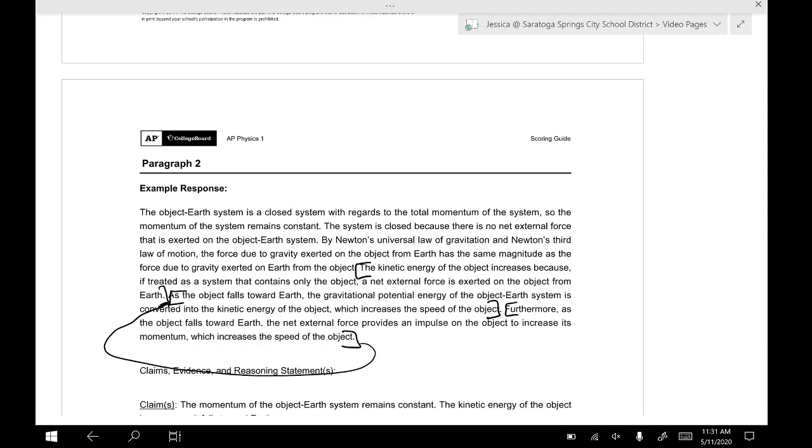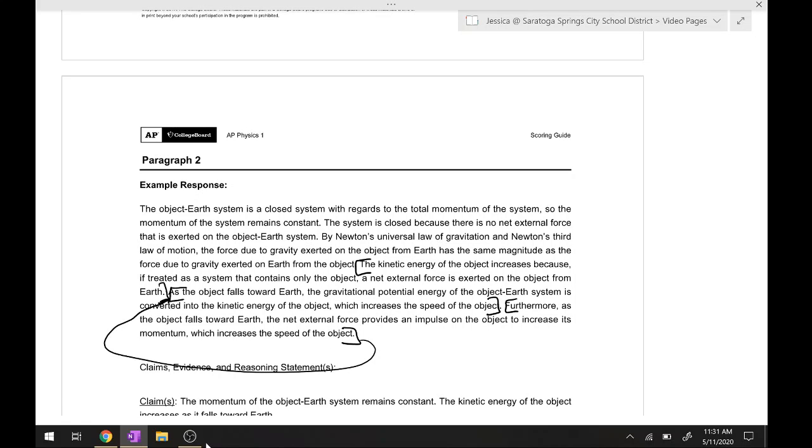Okay. So they went a little bit more in depth. They mentioned some other things, but my answer still got full credit. So it's not the more you write, you just have to be succinct and correct in what you write. Writing more is not necessarily going to get you total points. Okay. And that is the end for this paragraph number 2 answer or solution.